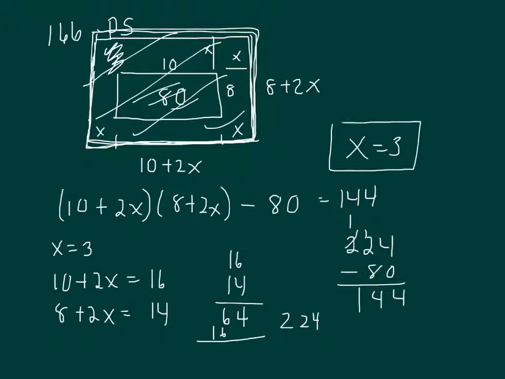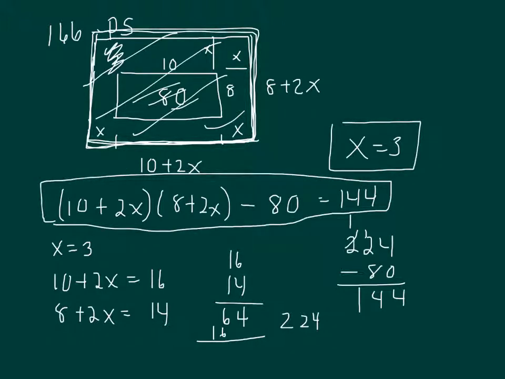And I think that's faster than solving this equation, but you'd have to understand the setup. Of course, if 3 didn't work, I'd go on down the list. But the concept is outside minus 80 will leave you the border, and that's got to give you 144.